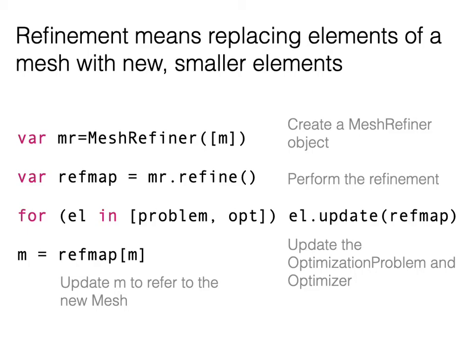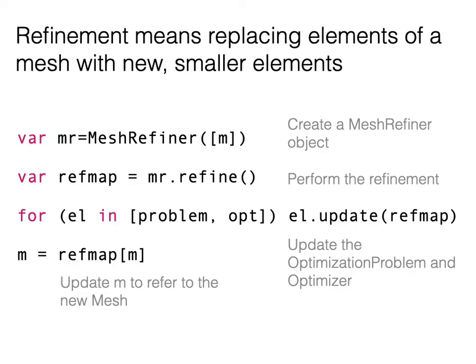The next step to improving the quality of the solution is to refine it. Refinement generically means replacing elements of a mesh with new, smaller elements. And so this is a multi-stage process because meshes in Morpho tend to depend on other data structures.